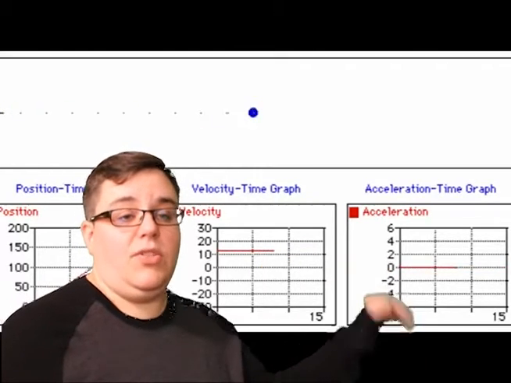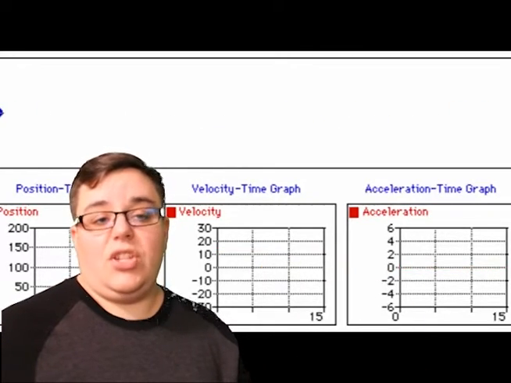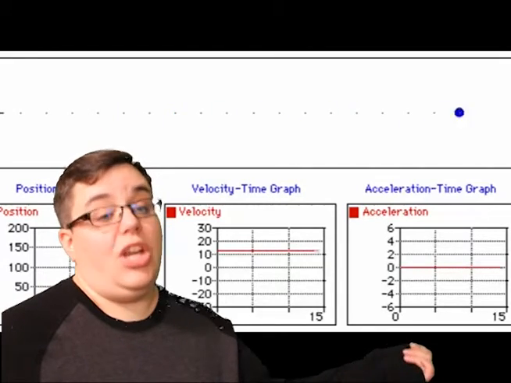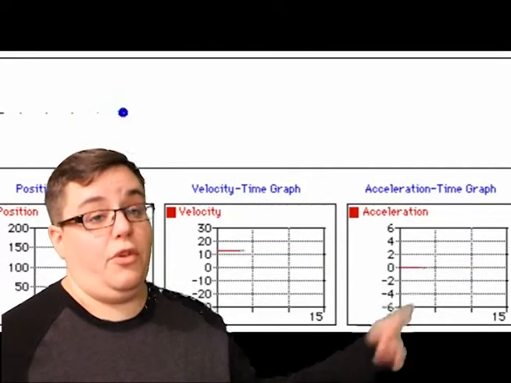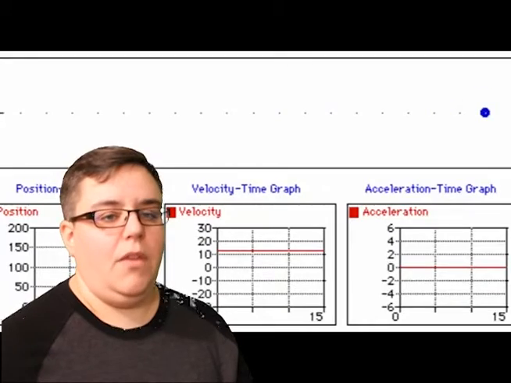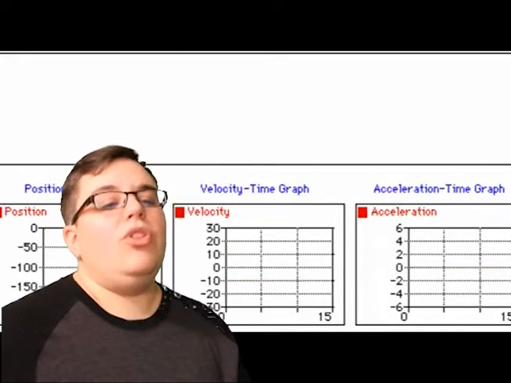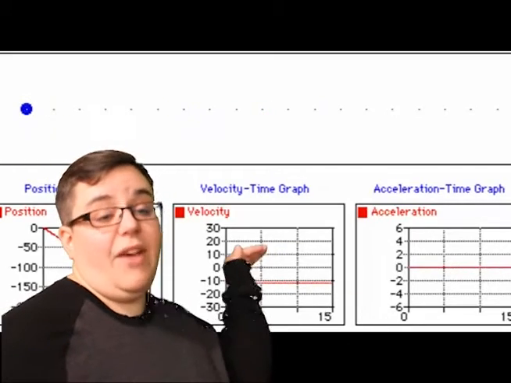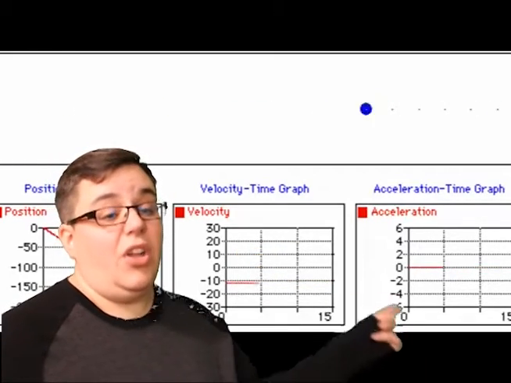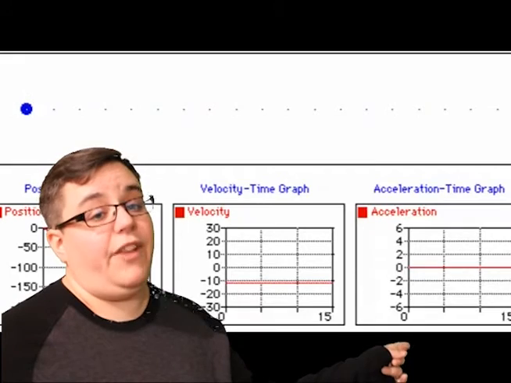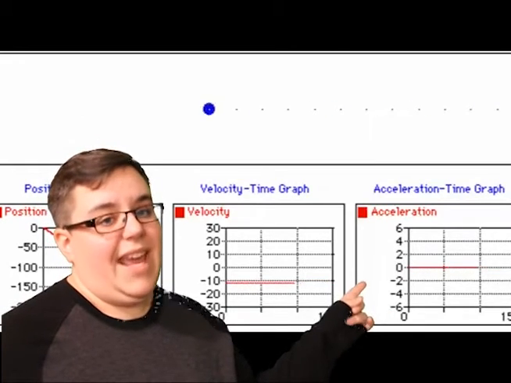That gives it a flat horizontal line. There is no change in velocity, so the acceleration in the third part of the graph is 0. Constant negative velocity looks similar, but you will notice that the position time graph has a negative slope line, and the velocity time graph still has that flat horizontal line, but it's in the negative.